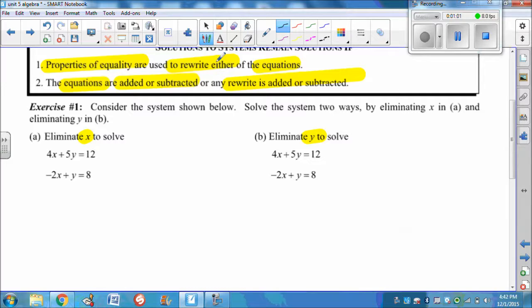Let's see if my little pad's going to work here today that I write on.